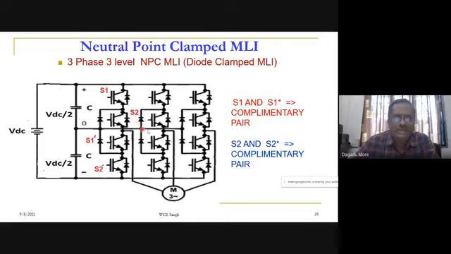Similar for the second leg. So this O point is connected to the diodes here. It is not connected to the output. Okay, so O point is connected at these points through a diode.